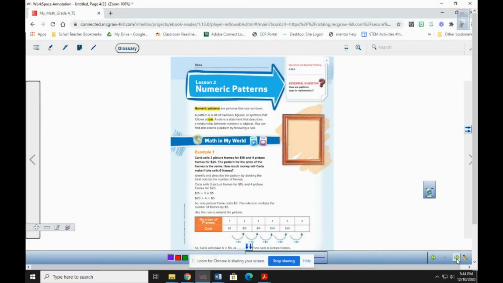Chapter 7, Lesson 2, Numeric Patterns. Last time we learned about non-numeric patterns, non-numbered patterns. Today we're going to learn about patterns that do include numbers.